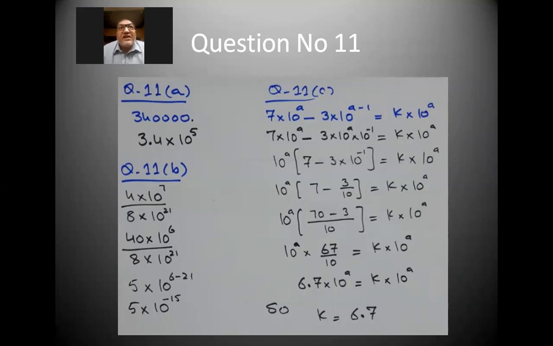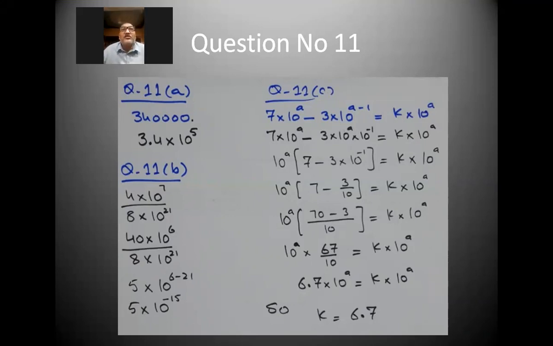So you will have 70 minus 3 divided by 10 equals k multiplied by 10 to the power a. 70 minus 3 is 67, divided by 10. 67 divided by 10 is 6.7. And then you will have 6.7 into 10 to the power a equals k into 10 to the power a. So when you compare them, they are equal. So 10 to the power a, 10 to the power a, they are to be canceled. So the k value will be 6.7. The value of k will be 6.7.